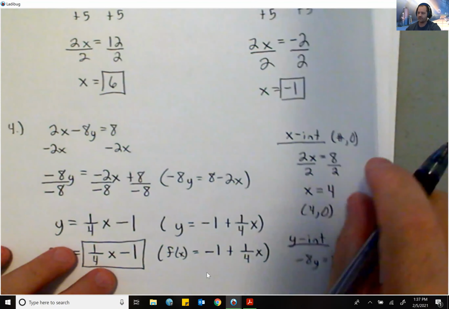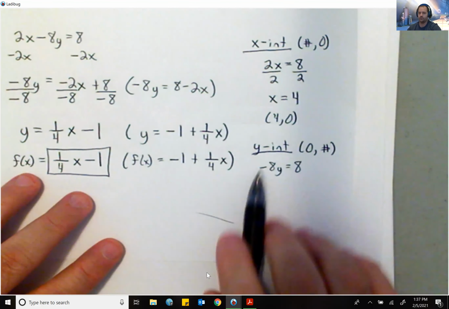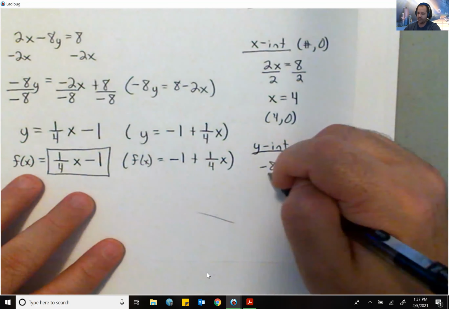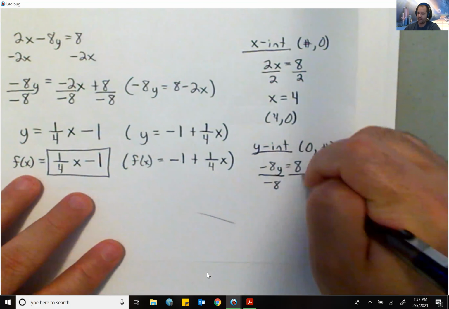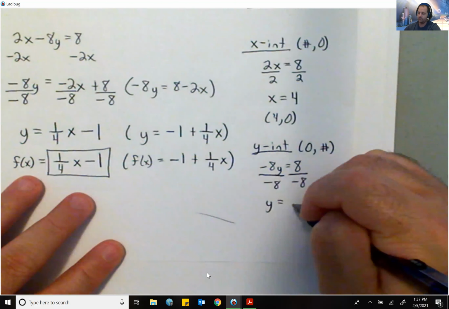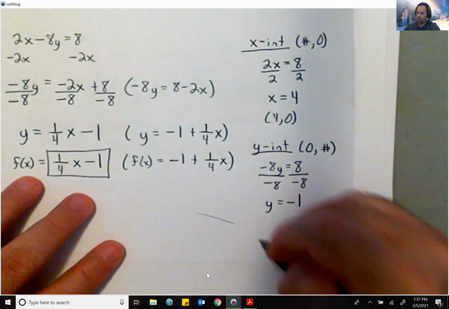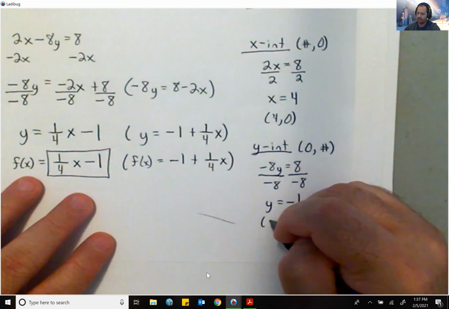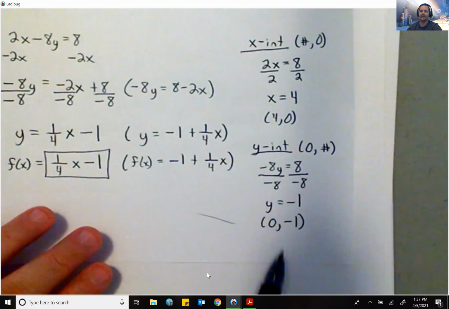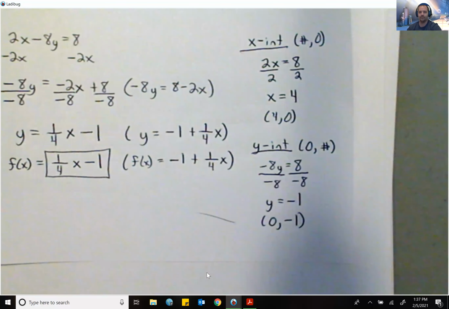So how do we solve for the y-intercept here? Divide by -8. So y is equal to -1. Now we know our y-intercept is 0, comma, -1. I have 2 points. I can definitely draw a line between them.